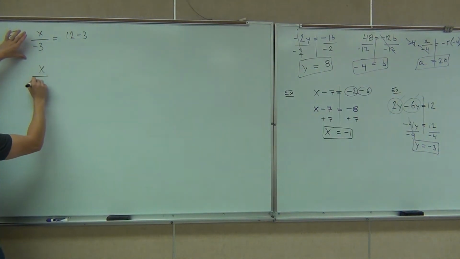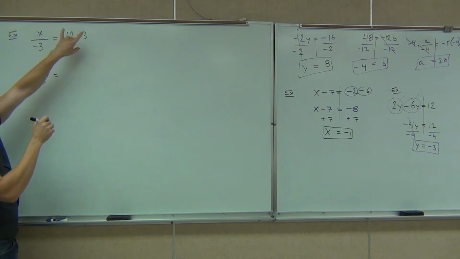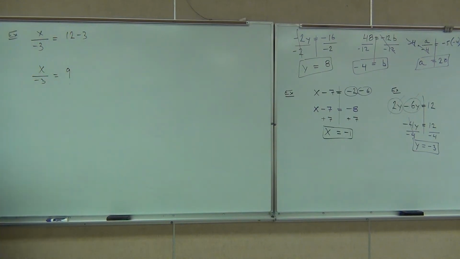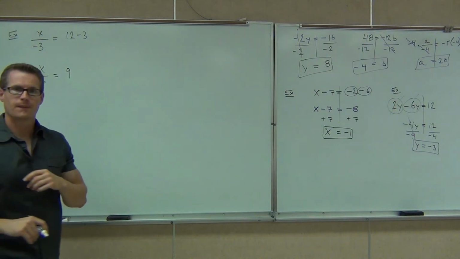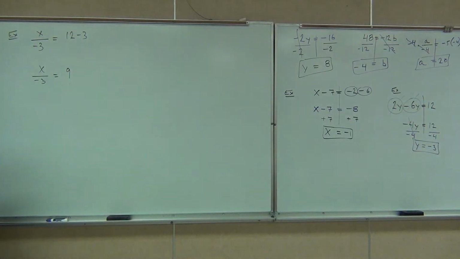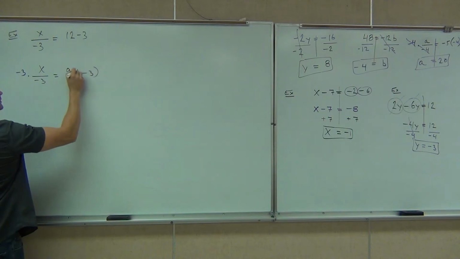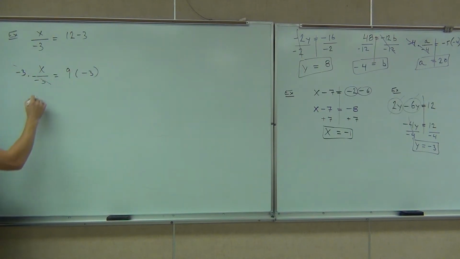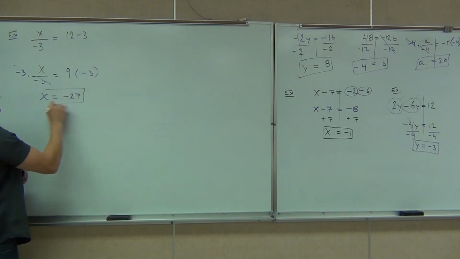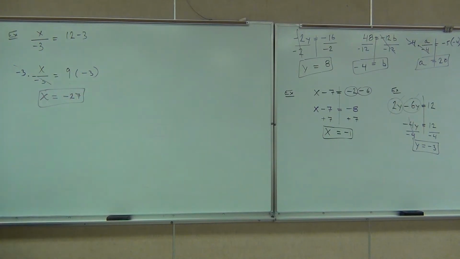Over here, we have x over -3. On the right-hand side, we're going to do 12 minus 3. How much does that give us? 9. And then lastly, we're going to multiply by -3, as long as we do it on both sides. The 3's will be gone. I'll get x. On the right-hand side, we'll have -27. That's as good as we can get. Why don't you give 3 of these a try, and then we'll move on.